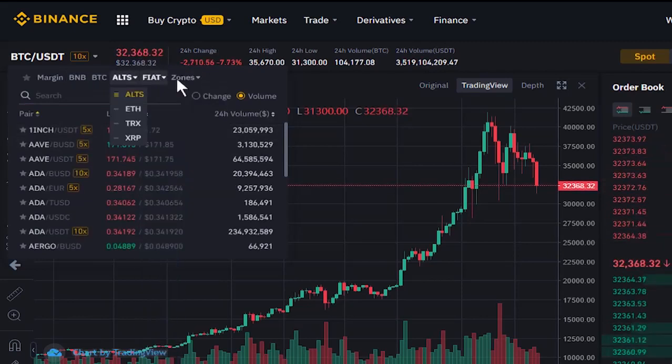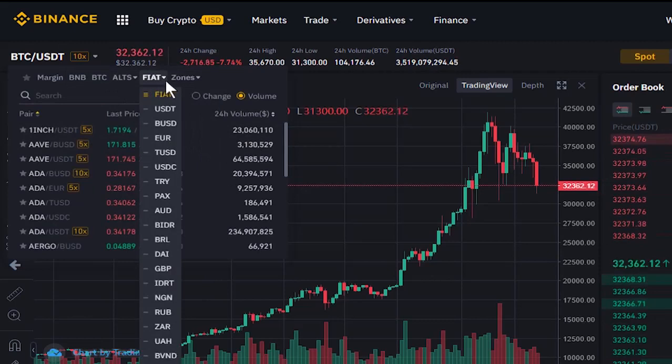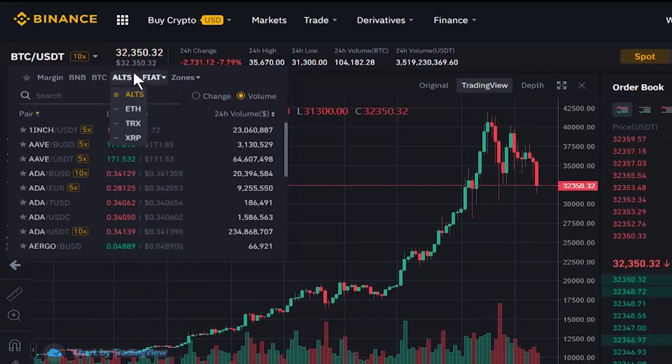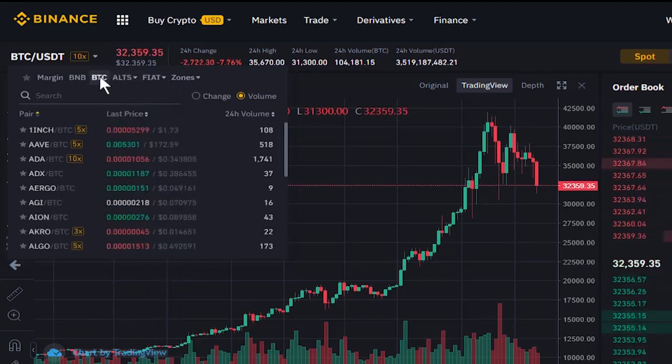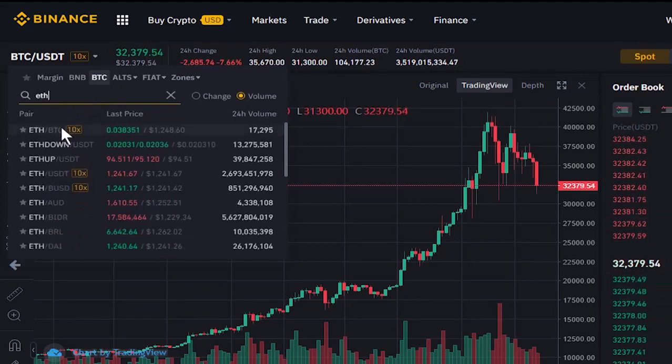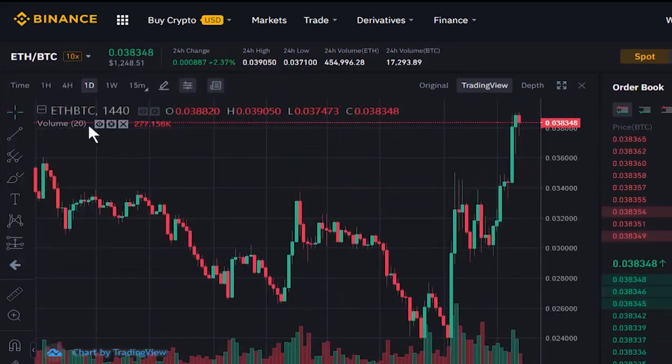Here, this small menu bar actually filters the search result. Until now, it was on fiat. And for example, we can select BTC or Bitcoin, and here we search, for example, Ethereum, ETH, and here it is. And this is the price. Every Ethereum equals 0.038 Bitcoin.